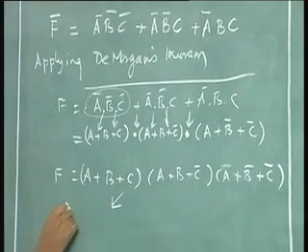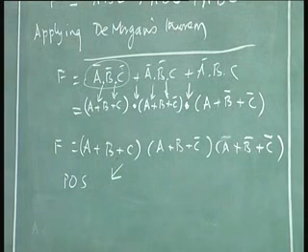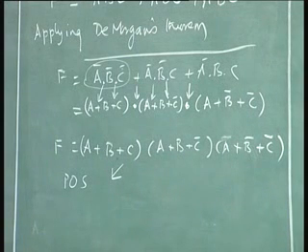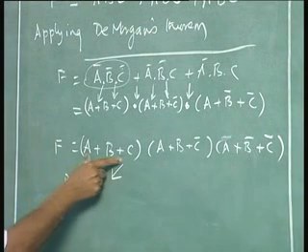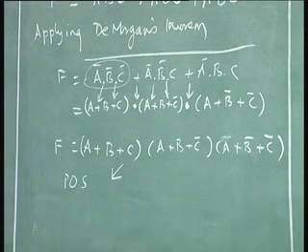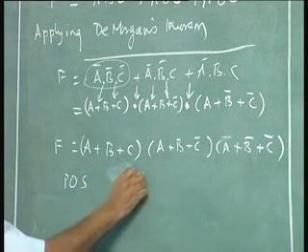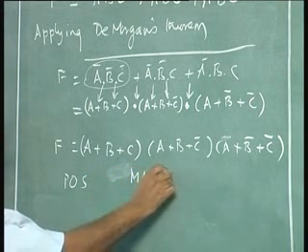So this is a product of sums. F is POS, product of sums. Each of these is a sum term. Multiplication of these sum terms gives the final expression. So it's a product of sums, and is also called max terms. Max term is what you got directly from the truth table.